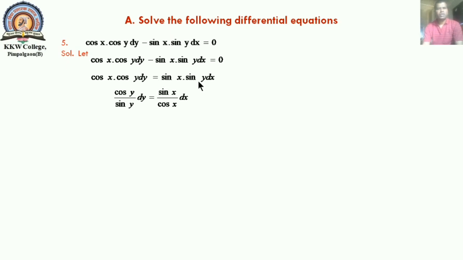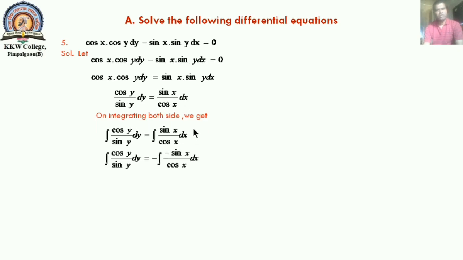Now the term of x along with dx on one side and the term of y along with dy on the other side. Reshuffling the terms, we will get cos y upon sin y dy is equal to sin x upon cos x dx. You can make cos y upon sin y as cot y, and sin x upon cos x as tan x. Variables are separated, so integrating on both sides, we take cos y upon sin y dy equal to sin x upon cos x dx.